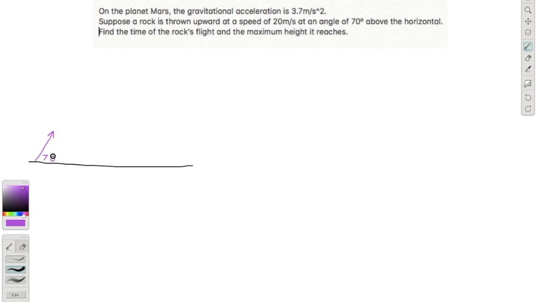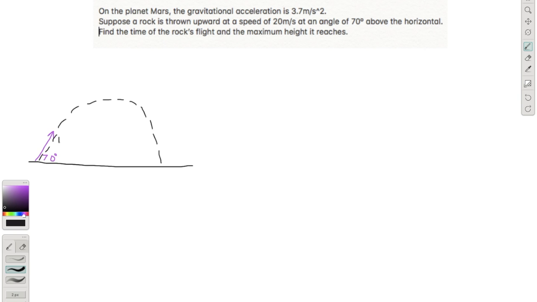So first we're going to start by drawing the problem out and visually seeing what this would all look like. I'm starting by drawing the base of the planet Mars, and then I'm drawing the arrow, which is the rock that is being thrown. I'm drawing the dashed line for the parabolic path it's going on.